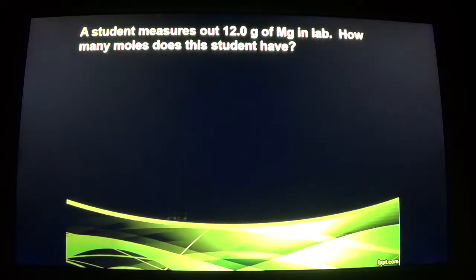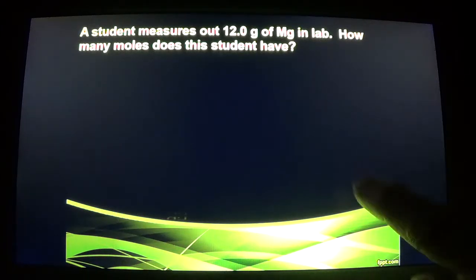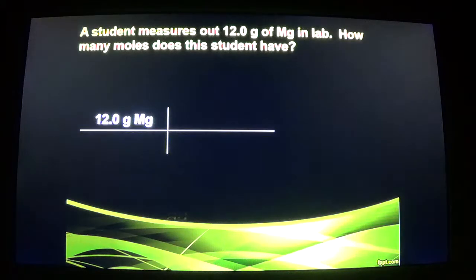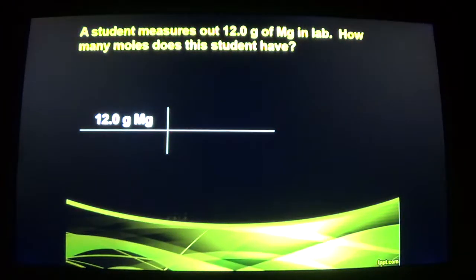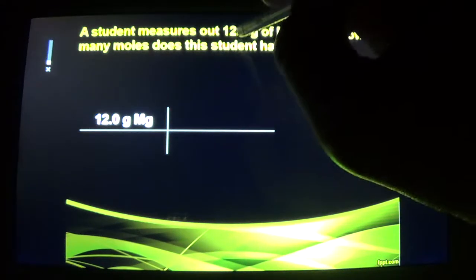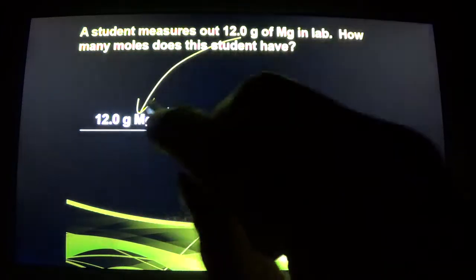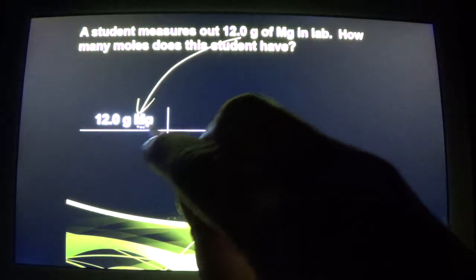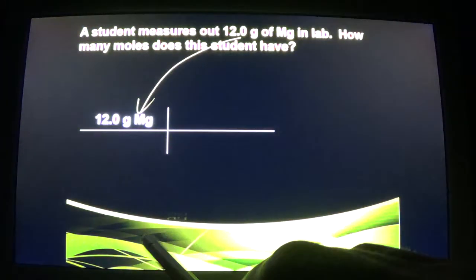Student measures out 12 grams of magnesium. How many moles did that student measure out? So like as the student scooping it into a little cup, how many moles of magnesium is going to be in that cup? Well, I start my dimensional analysis the way I do any dimensional analysis, and I put the given in the top left box. That's just what I do. So that number went there. And I like to add the label of the element I'm working with there.